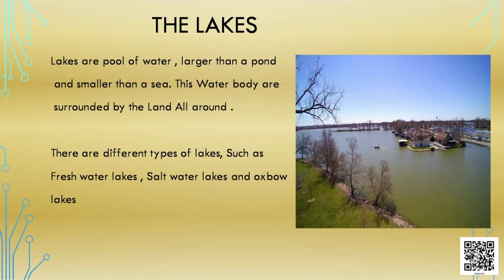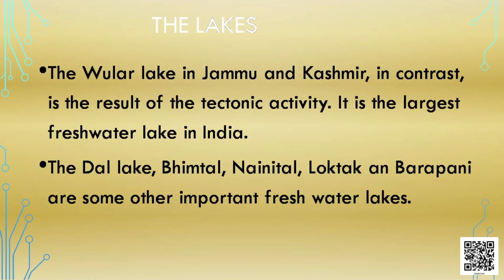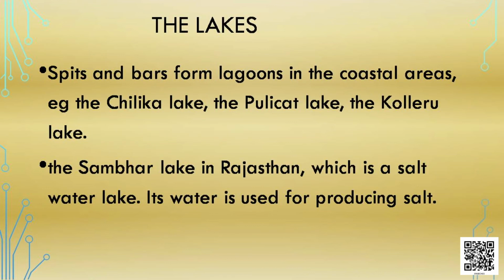Some are called freshwater lakes, some are called saltwater lakes and some are known to be oxbow lakes. Some examples of freshwater lakes are Dal Lake, Bhimtal Lake, Ular Lake. And you know children, the Ular Lake is the largest lake in India. When we talk about the saltwater lake, the best example is Sambar Lake in Rajasthan, so also Chilika Lake. But the Chilika Lake is also called a lagoon.